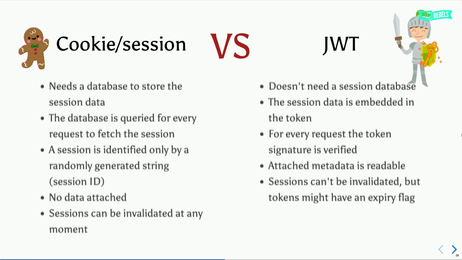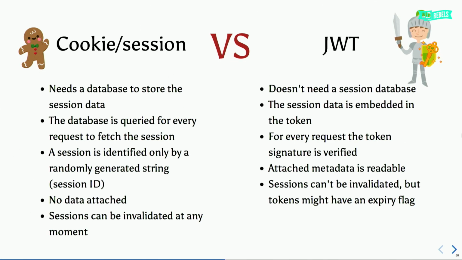So let's check some differences between cookie session and JWT token. In the cookie session approach, we need a database to store the session data. Then the database is queried every single time there is a request, in order to fetch back the session. And the session is identified with just an ID, which can be a random string. This is the only information shared every time the browser is asking something of the server. So no data is actually attached to this token that gets exchanged every time. And the other important property is that sessions can be invalidated at any moment in time. You can just go into the session database and delete the session or mark it as expired or invalid.